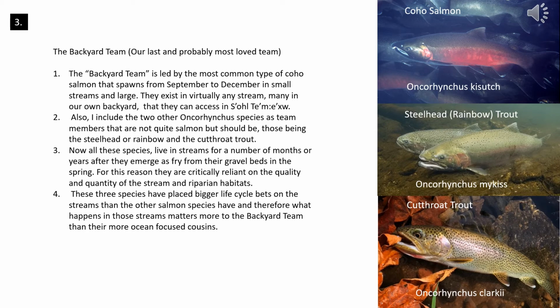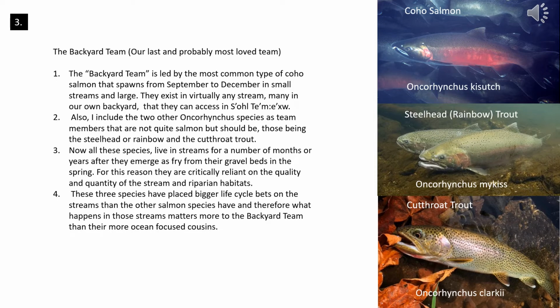So the backyard team is led by the most common type of coho salmon that generally spawns from September to December in many streams, small and large. And these coexist in virtually any stream, many in our own backyard, that they can access here in Skautsjamuk. Also, I include 2 of the other Oncorhynchus species as team members, as we've discussed. They're not quite salmon. They're the steelhead or rainbow and cutthroat.